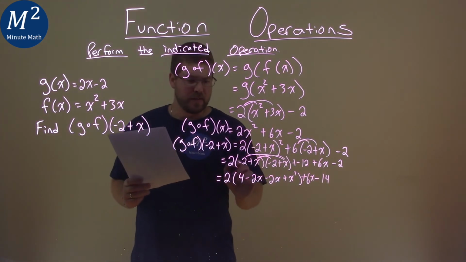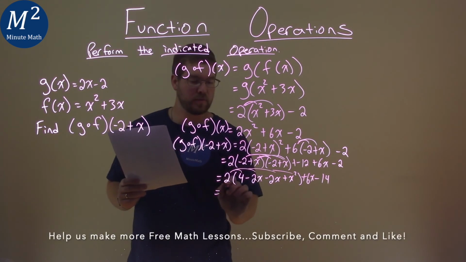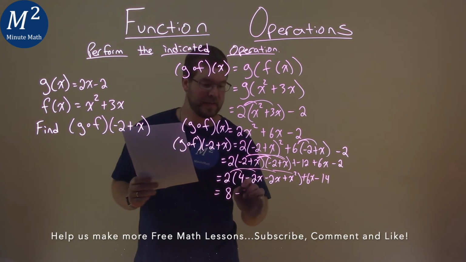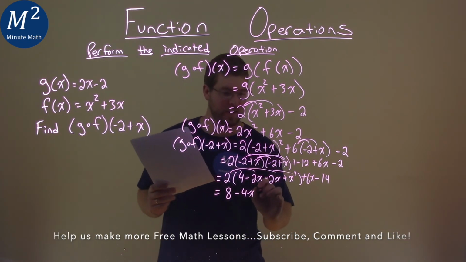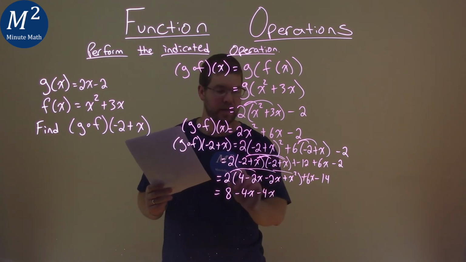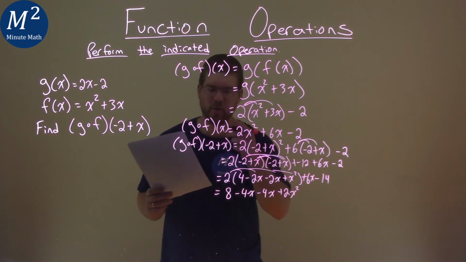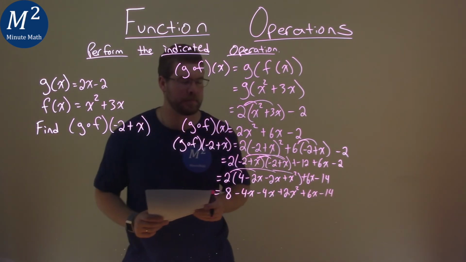Well, we can't forget to distribute this 2 to all parts, right? So 2 times 4 is an 8. 2 times a negative 2x is a negative 4x. And 2 times a negative 2x is a negative 4x again. And 2 times an x squared is a 2x squared. And I guess I could have combined these first, but it's okay, it works out. Then we plus a 6x and minus a 14 here.